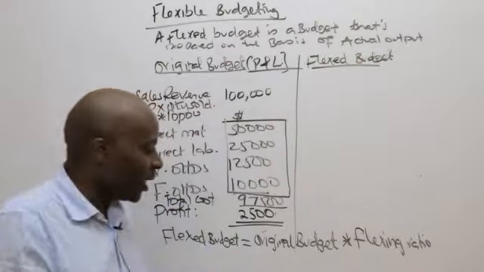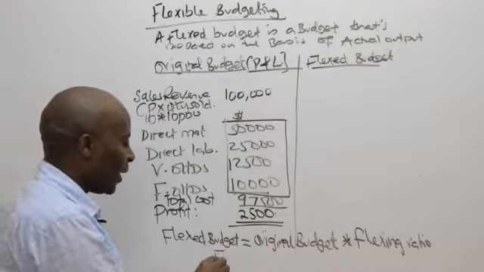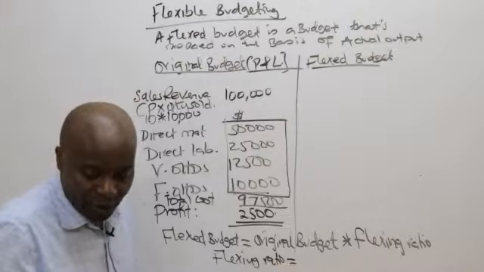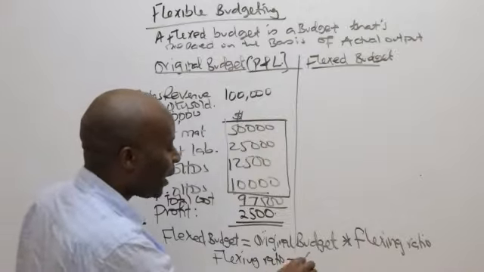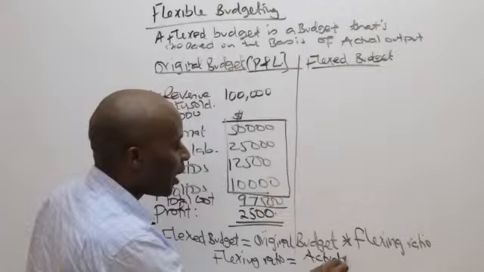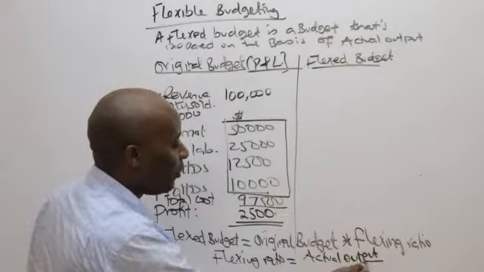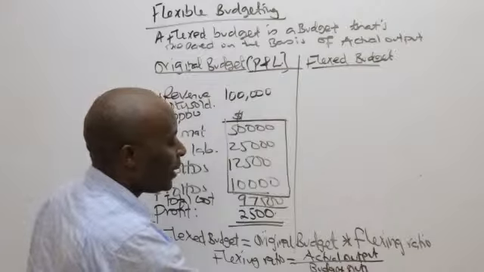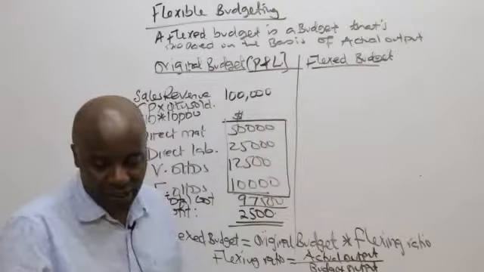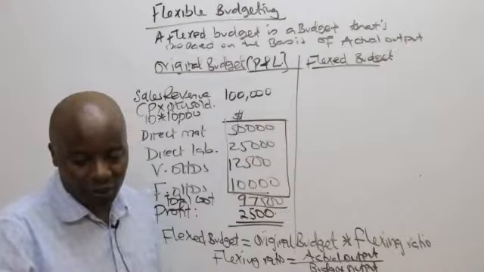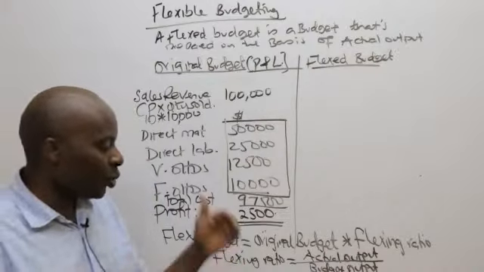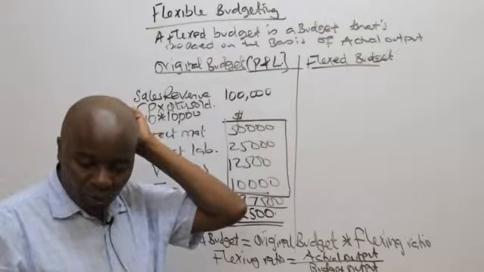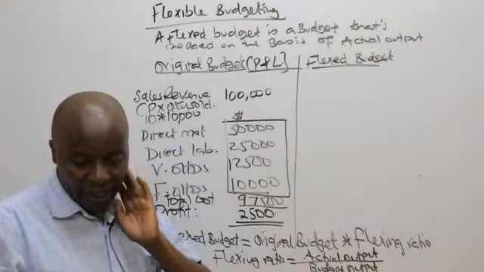So the question is, how do I get this flexing ratio? To get the flexing ratio, I will be taking the actual output divided by the budgeted output. Andika mpaka hapo kwanza. To get the flexing ratio, we normally take the actual output divided by the budgeted output.